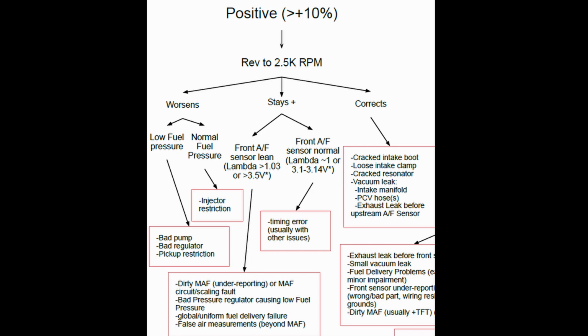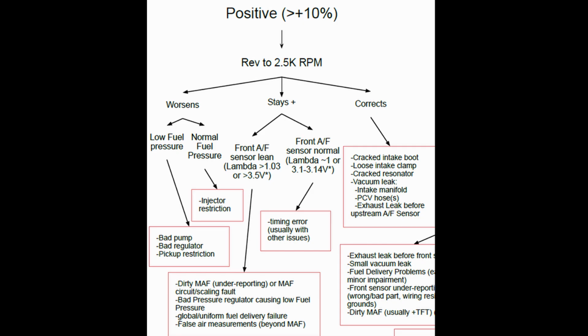Now, if it stays positive after you rev it, we can go two categories further down here by looking at the front sensor. These values vary depending on, first of all, your scanner and which car you drive. If you don't have a Subaru, these values may not be applicable. Do an extra Google search to see what front AF sensor lean is on your car, or what front AF sensor normal values are for your car. And from there, you can look at these issues.